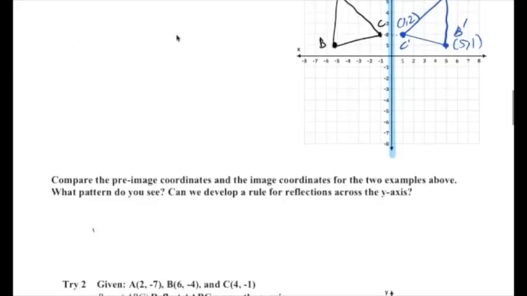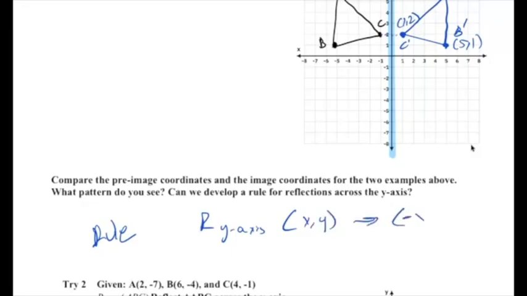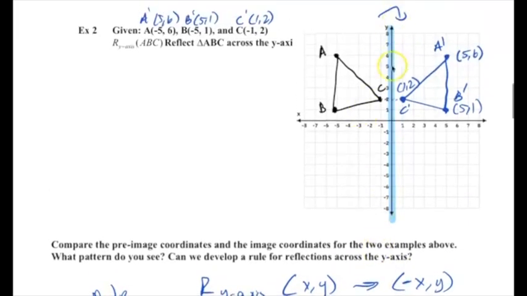The rule here is if you want to do a reflection across the y-axis, we're going to go from x, y in our pre-image to negative x, y. Again, that just means change the sign. If it's negative, change to positive. If it's positive, change to negative. So that's the rule. Again, it might just be easier to go, okay, how far is it apart?